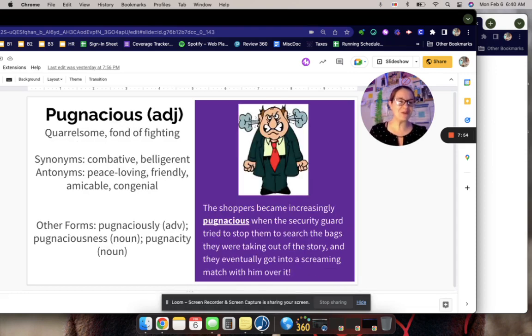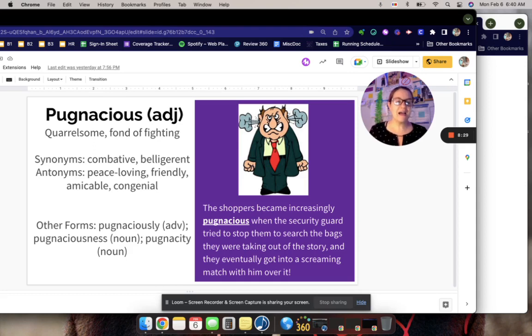And then we get to my other favorite word from this unit, pugnacious, which is an adjective that means quarrelsome or fond of fighting. Your synonyms are combative and belligerent. Your antonyms are peace-loving, friendly, amicable, and congenial. You've got your adverb form, pugnaciously. Someone could say or do something pugnaciously. You have your noun form, pugnaciousness. So if somebody is just fond of fighting and quarrelsome, they could be full of pugnaciousness. And then pugnacity, not as common, but a fun one just the same.